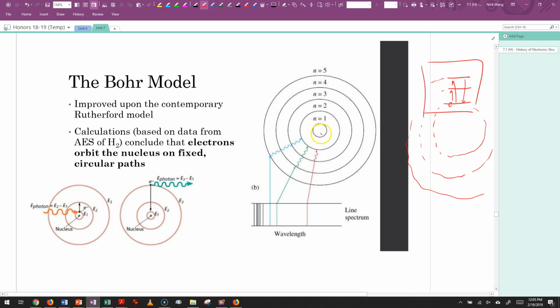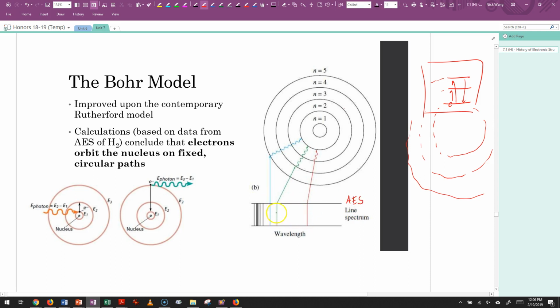The electrons can hang out here, or here, or here, but never in between, never on the areas between these lines, because once again, these energy levels are quantized. There's no in between. And right here on the bottom is a line spectrum, which is the same thing as the atomic emission spectrum, and you see the individual lines appear.